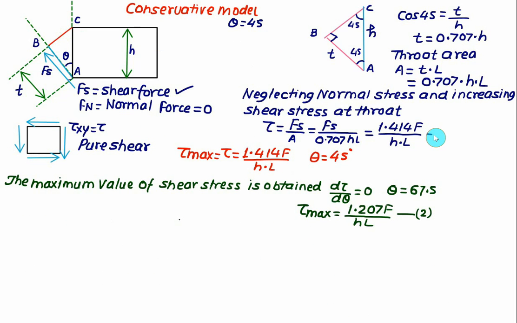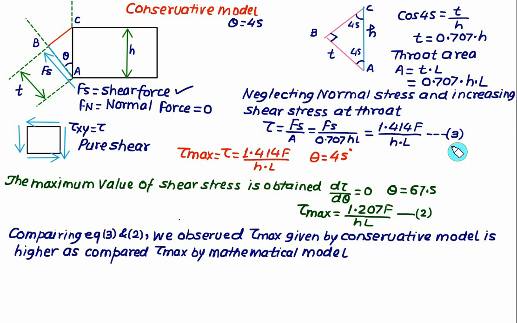So let's say this one is equation number 3. What we have done previously to find the value of maximum shear is differentiate. In that case we get theta equal to 67.5 and we obtain the value of tau max, which from the mathematical model gives tau max equal to 1.207 F by HL. In both these equations 2 and 3, F divided by HL is the same value. The coefficient in this case is 1.207, and in the conservative model the coefficient is 1.414.